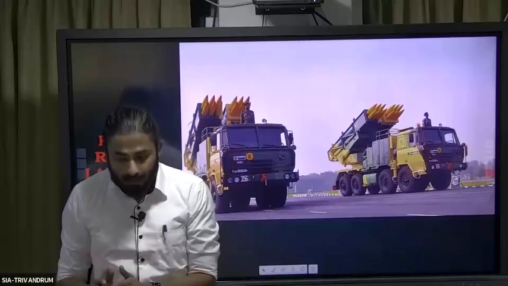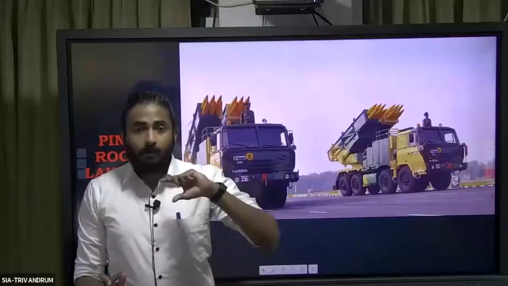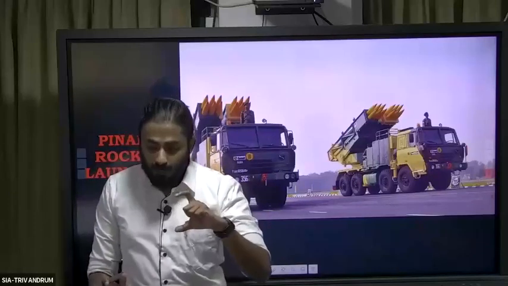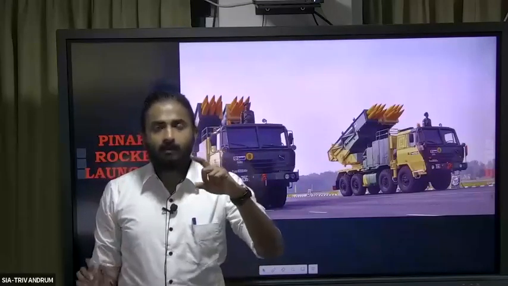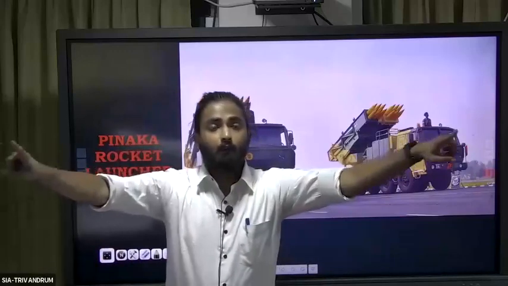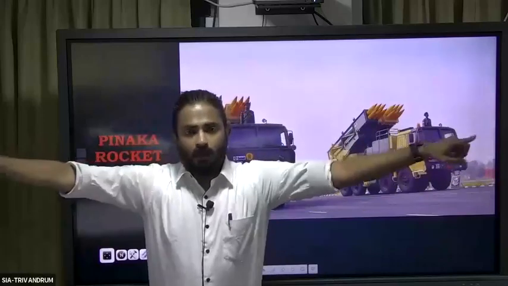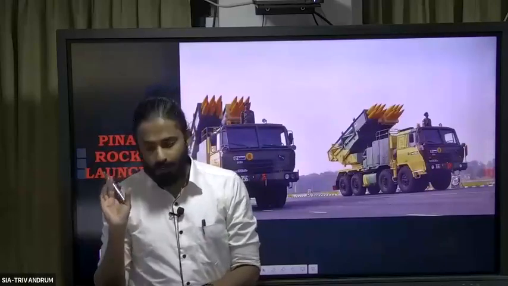It is a long range artillery system, and it was first used in the Kargil war. The initial version of Pinaka was used in the Kargil war, and one battery of this Pinaka consists of 6 launch vehicles. One battery, consisting of 6 launch vehicles, will cover an area of 1 kilometer by 1 kilometer.